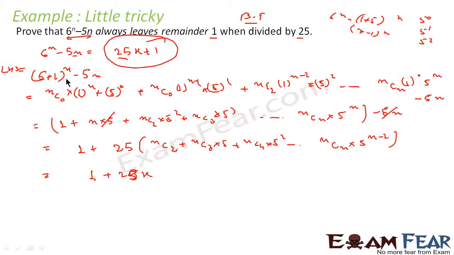So we have to prove that this was equal to this, and we have proved that (5 plus 1) to the power n minus 5 to the power n, that is 6 to the power n minus 5n, is equal to 25k plus 1. That is, when you divide this number by 25, you get 1 as remainder. That's what we have to prove, and we have proved that.